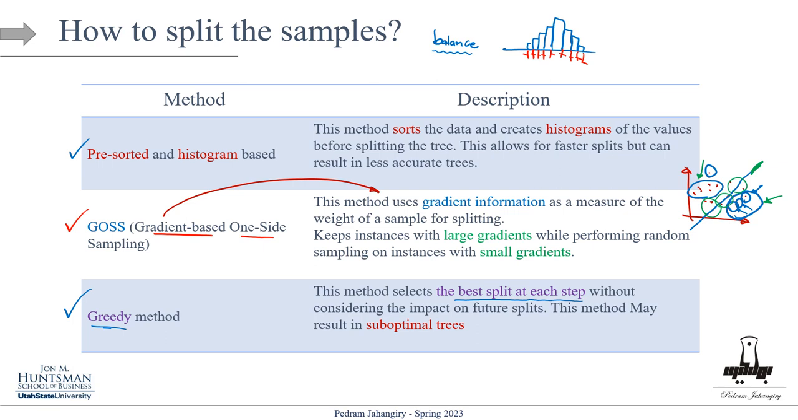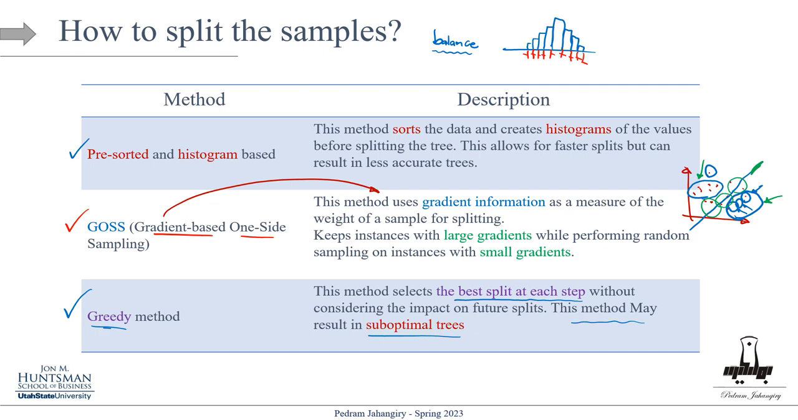For that reason, this method may not necessarily be optimal, right? It sometimes results in suboptimal trees, simply because we are ignoring what happens down the road, and the algorithm is going to stop verifying the best split at each splitting node. All right, so that was the answer to question number two, how to split the samples, right? We already covered what features to start with, and how to split the samples.